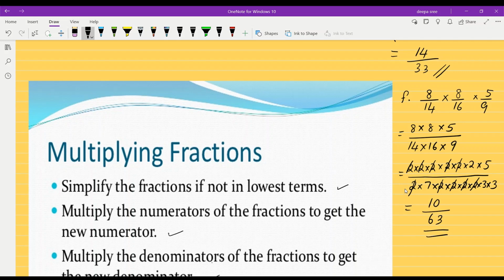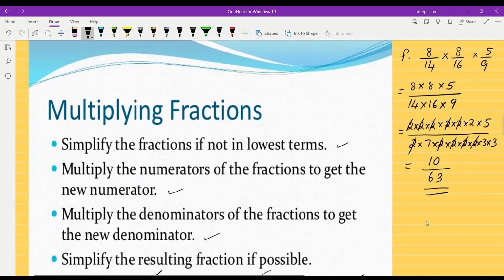So follow these methods, so it will be easy for you to do multiplication of fractions. If you do cancellation, you may go wrong sometimes. If you are perfect in that, you will be able to do the cancellation method also. I will show you one question here, how to do the cancellation method. This is the second method I will solve here.